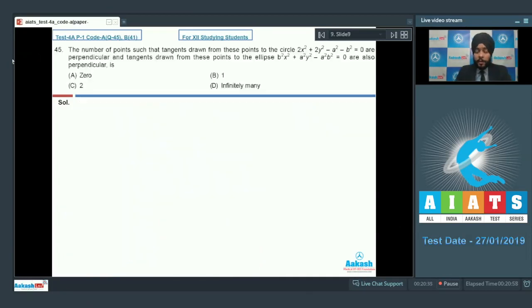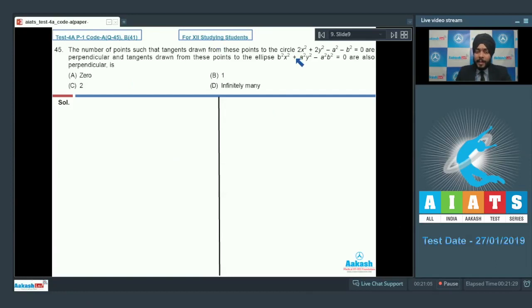Question number 45 based on conic section says that the number of points such that the tangents drawn from these points to the circle 2x square plus 2y square minus a square minus b square equals 0 are perpendicular, and tangent drawn from these points to the ellipse b square x square plus a square y square minus a square b square equals 0 are also perpendicular. Students, we know that perpendicular tangent to a given locus can be drawn from its director circle. We have the first locus as a circle. We need to find the director circle of this circle.